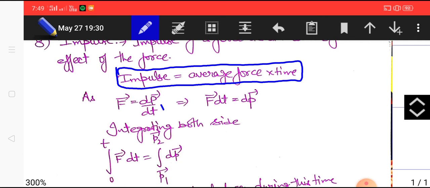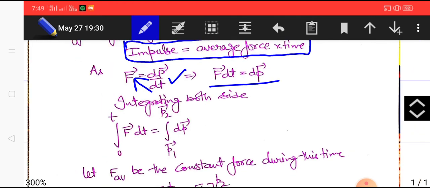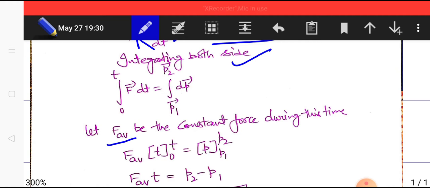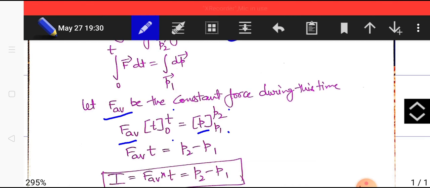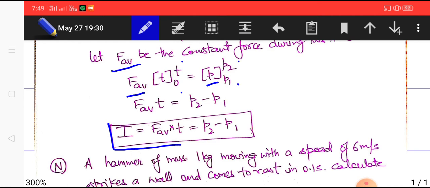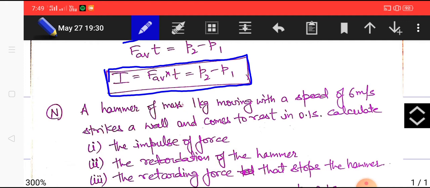As you know that F is equal to dp by dt, we can write it like this when we take dt on the left hand side, integrating both sides and considering F average to be constant force, F average can be taken out of the integration sign, and dt will give you t, integrating 0 to t, upper limit minus lower limit. Similarly dp will give you p, integration limit p1 to p2. So F average into t is p2 minus p1, and that is known as impulse. So impulse is also equal to change in momentum or average force into time.